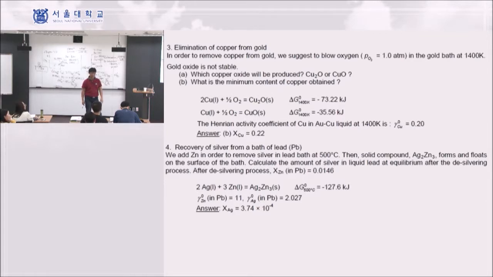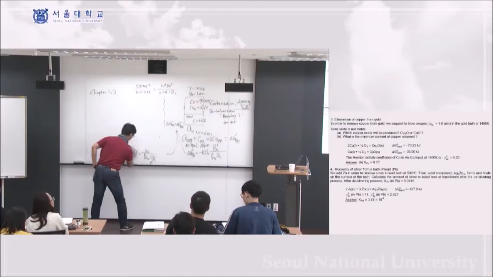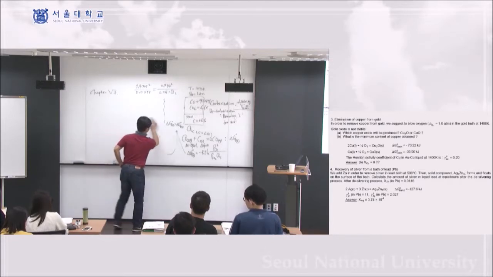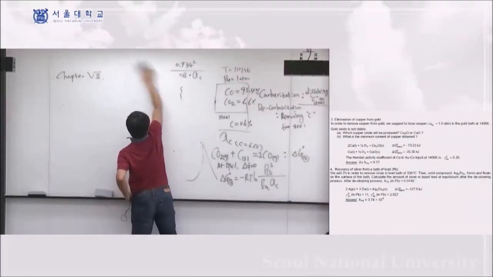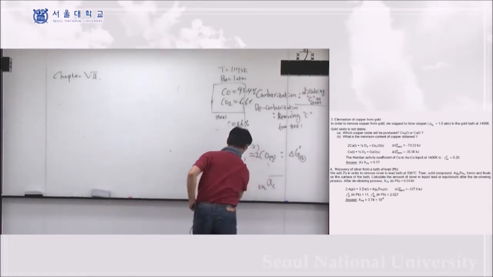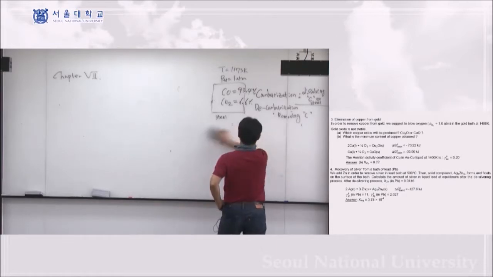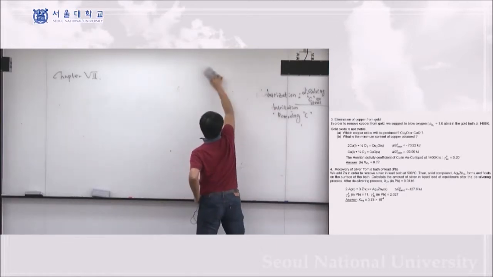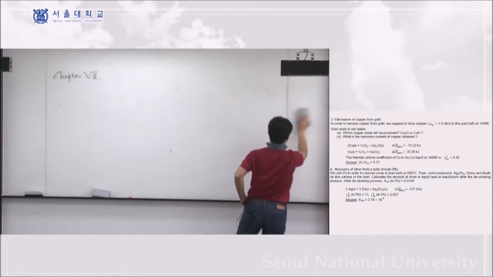Okay, it's a little bit more complex. It's one more complexity than the previous one. So how can we tell which product will be produced first?